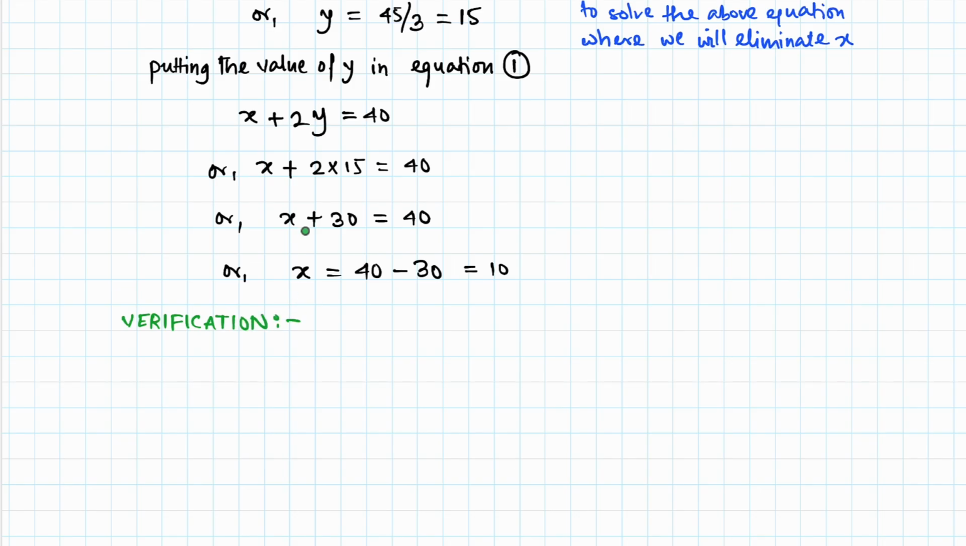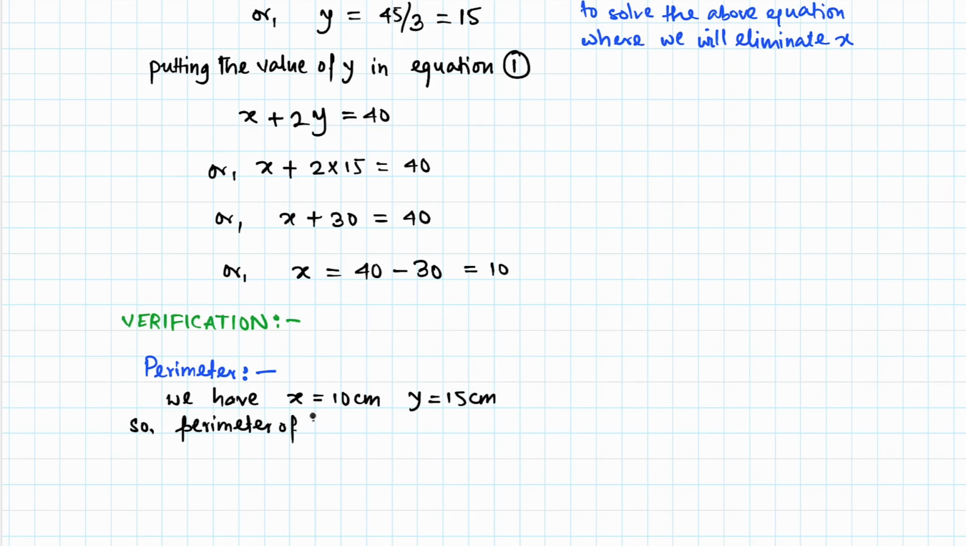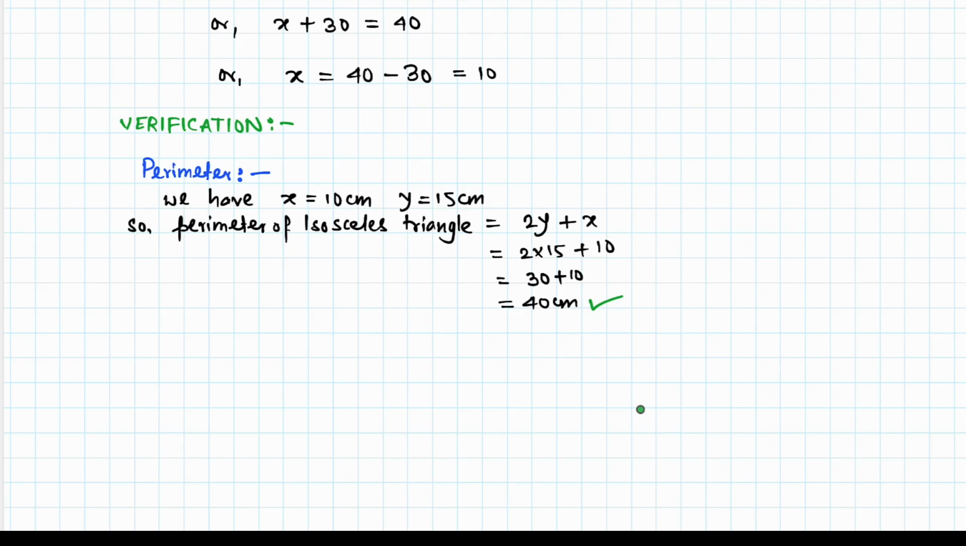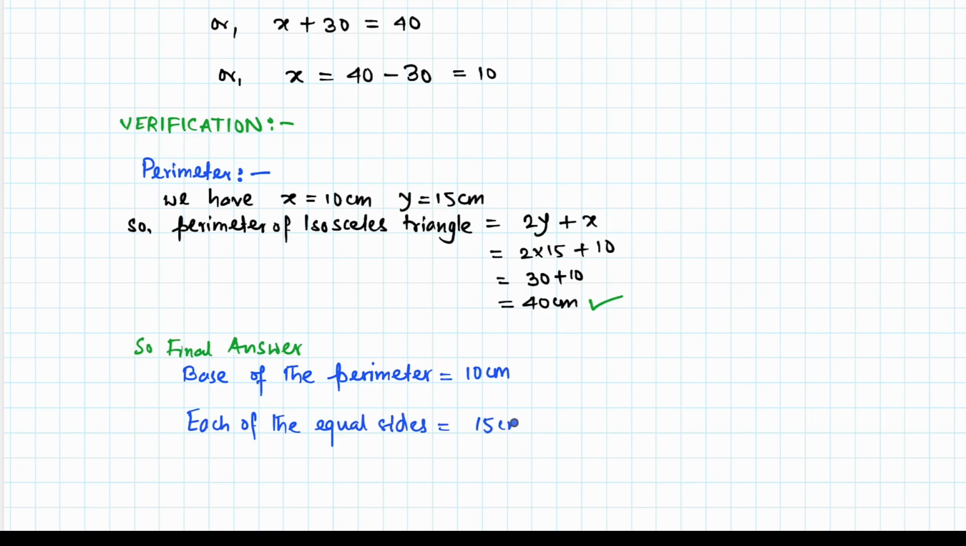Now let us verify it as a part of these steps. So the perimeter of the triangle is given by, we have x equal to 10 centimeters, y equal to 15 centimeters. So the perimeter of the isosceles triangle is equal to 2y plus x, that is 2 into 15 plus 10, 30 plus 10, which is 40 centimeters. So this 40 centimeters has been given in the problem, which shows our results are perfectly correct. So the final answer: the base of the triangle is equal to 10 centimeters and each of the equal sides of the triangle is 15 centimeters.